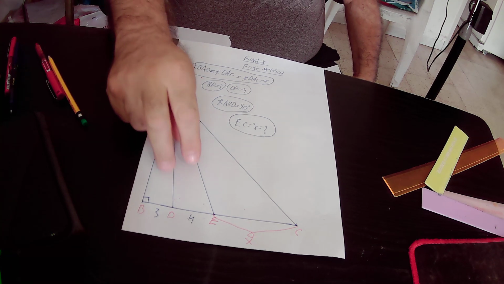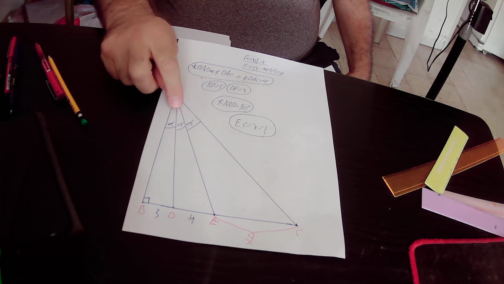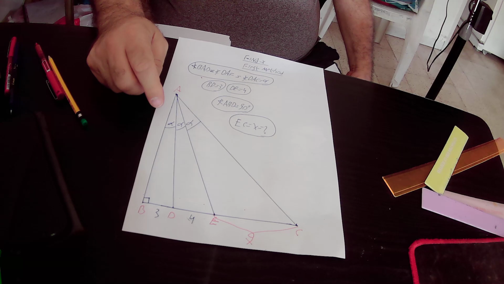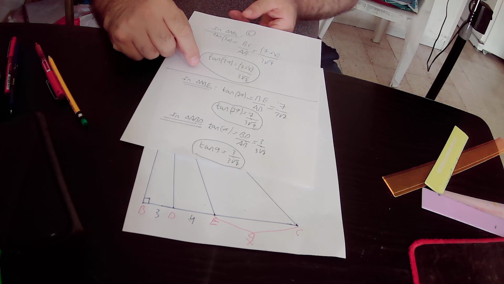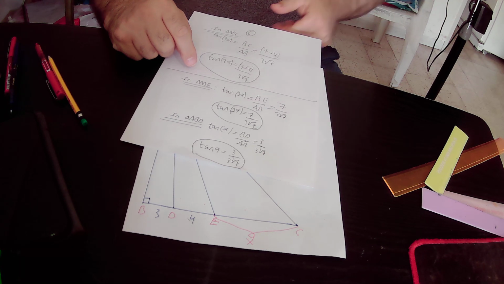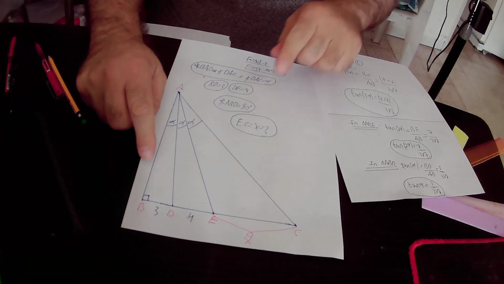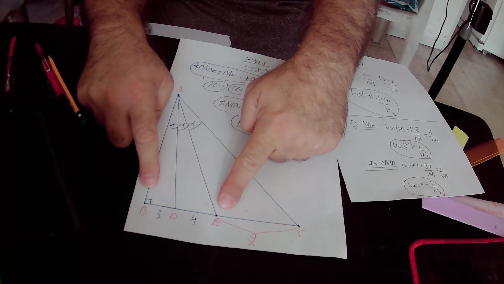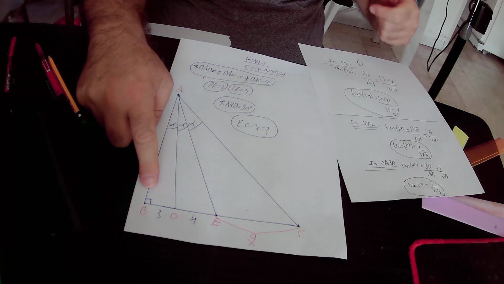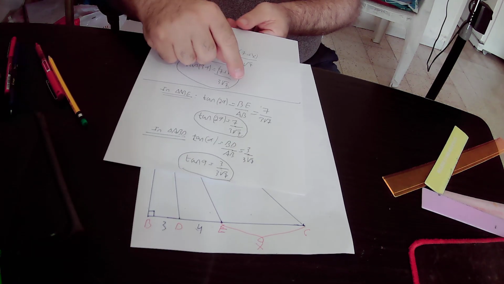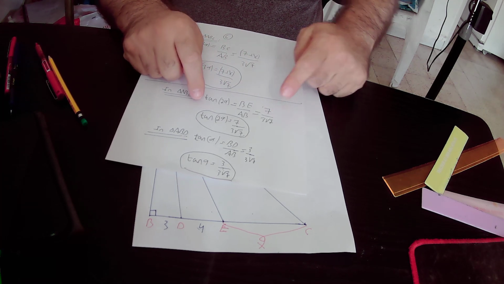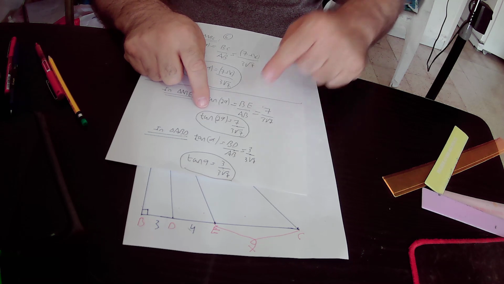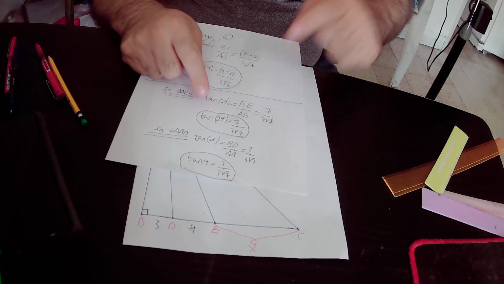On this right triangle, we know that tangent 2 alpha equals BE over AB. What is the value of BE? According to the drawing, BE equals 3 plus 4, that is to say 7. So BE equals 7, and we have already found out that AB equals 3 times root 7. So in total, we got that the value of tangent 2 alpha equals 7 over 3 times root 7.